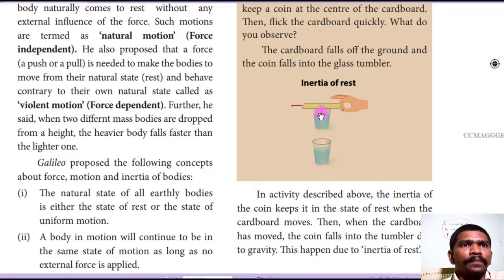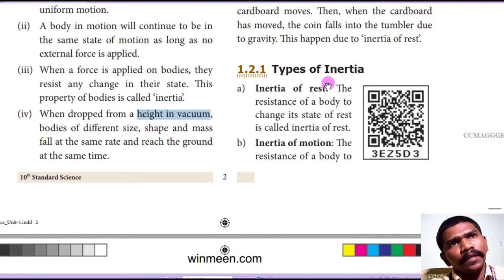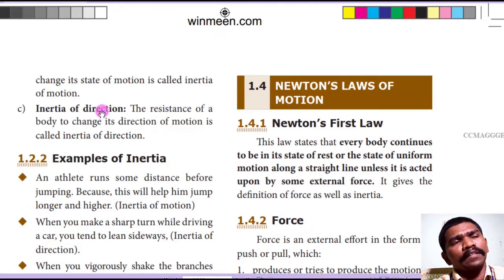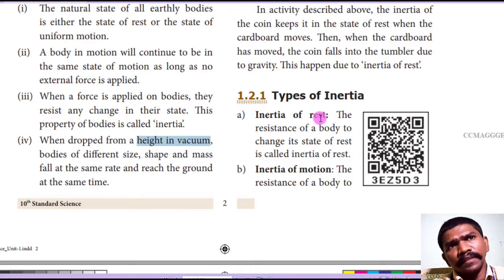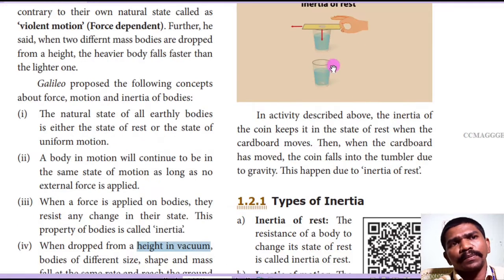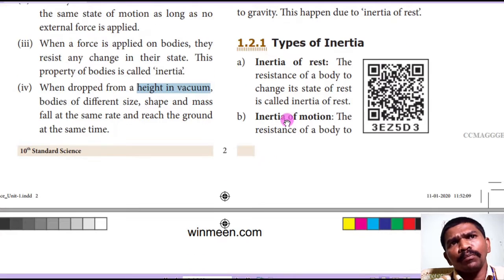It is nothing but inertia. In this activity, the inertia of the coin keeps it in the state of rest while the cardboard is moving. Then when the cardboard has moved, the coin falls into the tumbler due to gravity. This is called inertia of rest. We have three types of inertia: inertia of rest, inertia of motion and inertia of direction. First is inertia of rest: the resistance of a body to change its state of rest, which we see in the coin experiment.